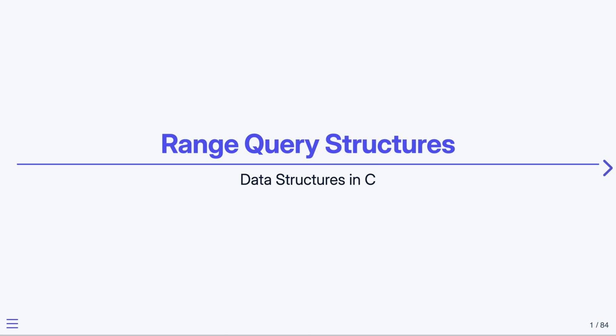Welcome to range query structures. These structures answer questions like the sum or the minimum over a range of values, and they answer them fast. Prefix sums work well when the data does not change, while a Fenwick tree, also called a binary index tree, and a segment tree handle updates too. The cost of one query drops from big O of n down to big O of log n.